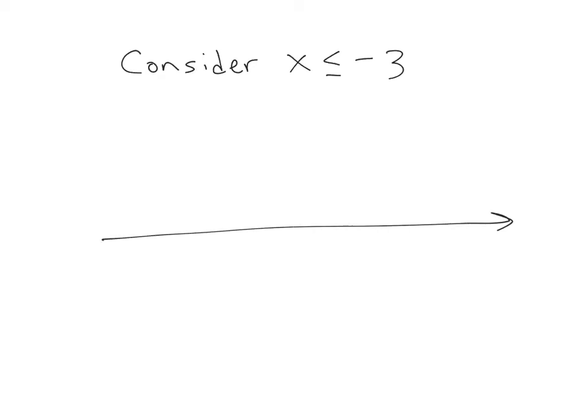Let's try another one. We're going to consider the graph x is less than or equal to -3. Now, if I go ahead and look at that on my number line, I've got some key points down there. The first thing, I'm looking for all the numbers that are less than or equal to -3. Pick some numbers that work.